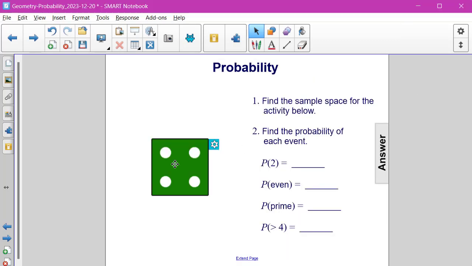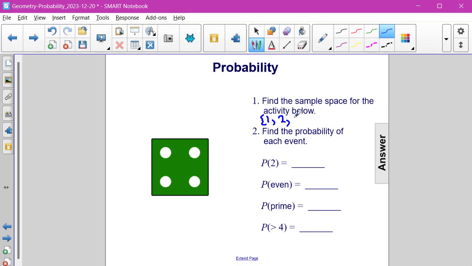Now let's discuss the probability involved in a number cube or a die. We can see that we can roll it and you get a random number. So our sample space is all of the possible outcomes that could come up. You could roll a 1, a 2, a 3, a 4, a 5, or a 6. So our sample space is those curly brackets or braces with the numbers 1 through 6 in between.